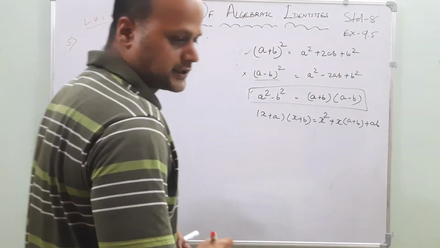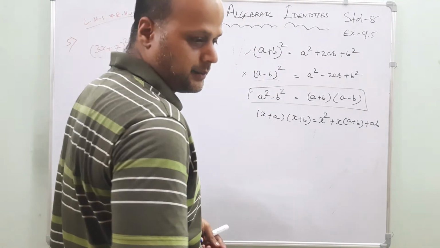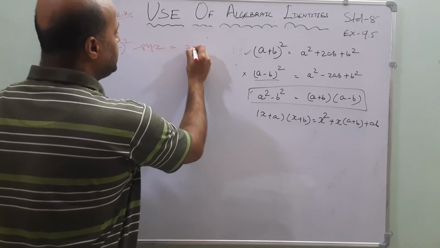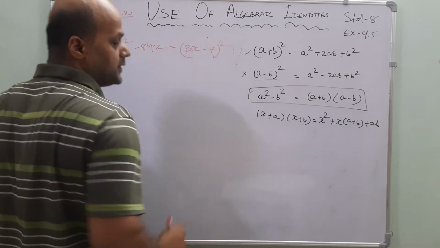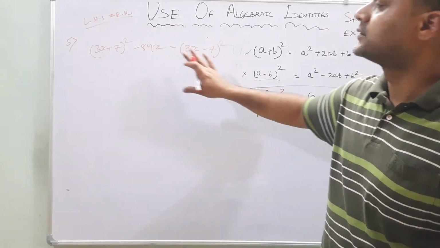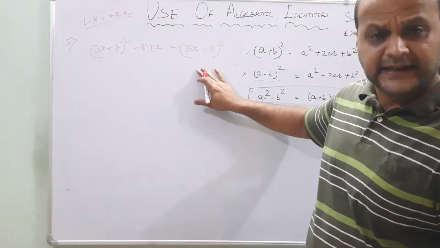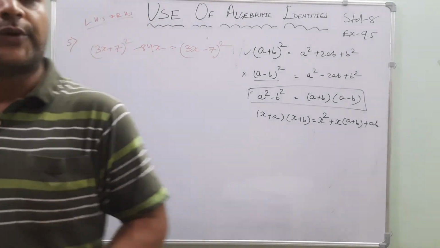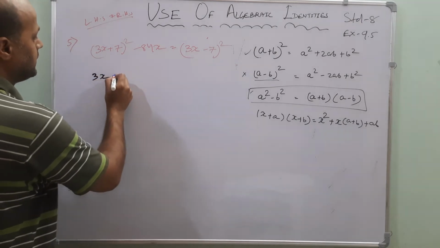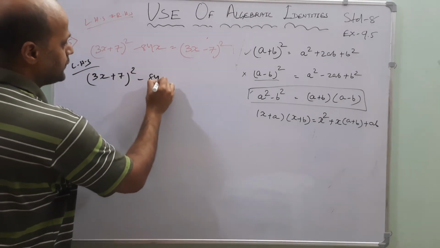Okay, go for it. First one, (3x plus 7) whole square minus 84x is equal to (3x minus 7) whole square. Okay, the given question is like this, and it is saying that you have to prove whether LHS is equal to RHS. Means if I solve the left hand side expression, is it coming to the right hand side? Let's check it. Okay, go for it. What is that? 3x plus 7. First go for the LHS side. Minus 84x. Solve it now.